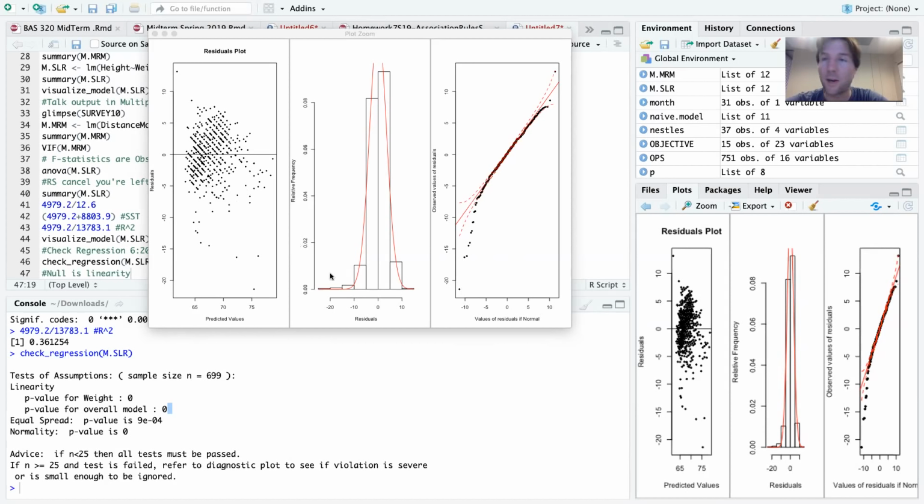Major concern, nonlinearity. Second major concern, non-normality of residuals. If you notice, I talked about the linearity with this plot. I talked about the normality of residuals with this plot. And then over here, we talked about the linearity with this plot, talked about the equal spread with this plot. And here I talked about the normality of residuals. So first plot, you talk about your two conditions.